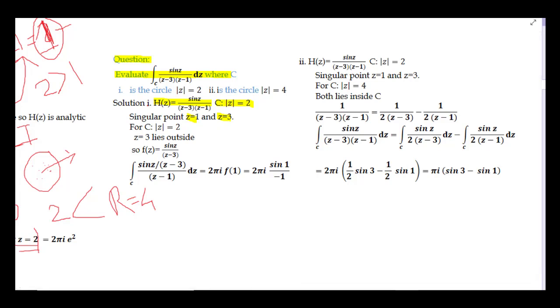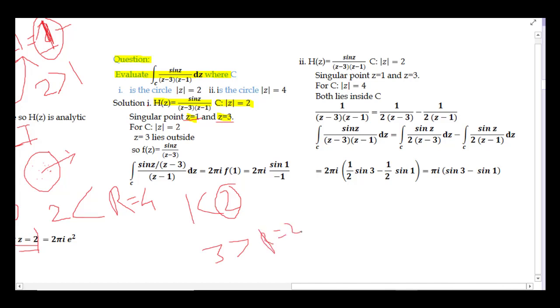Now I need to check which point lies inside and which point lies outside. Put mod z equal to 2. So put z equal to 1. So z equal to 1 is less than the radius. Radius is 2. So this lies inside. And z equal to 3. 3 is greater than the radius, radius equal to 2. So z equal to 3 lies outside.